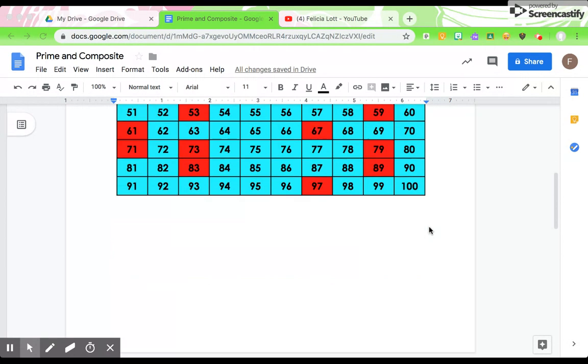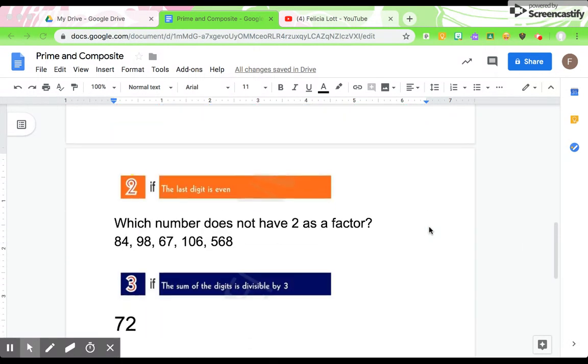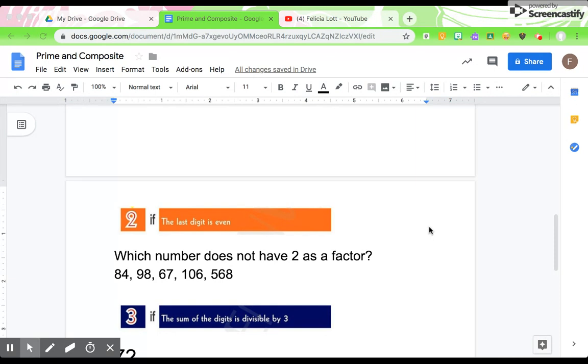Now, I'm very fortunate to have Miss Muley here who's going to continue talking about some even numbers. Okay, boys and girls, so here's our first one, 2. Any even number has 2 as a factor. Which number does not have 2 as a factor? 84, 98, 67, 106, or 568. Please make sure you look at the digit in the ones place to determine if it's an even number.